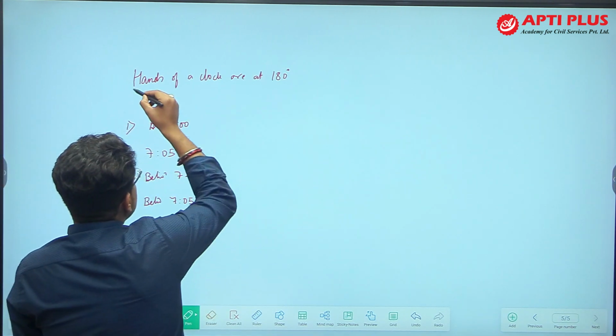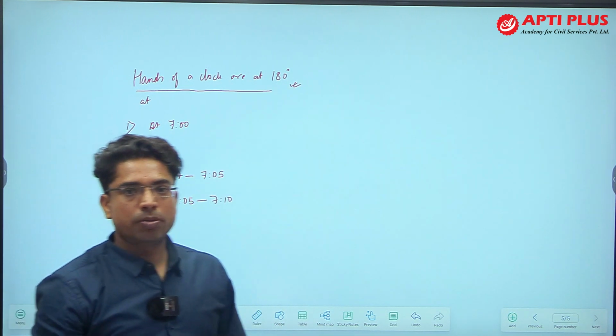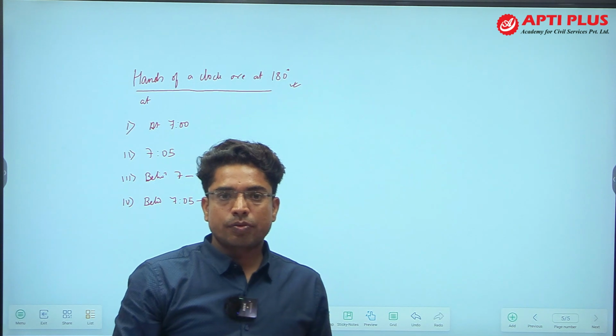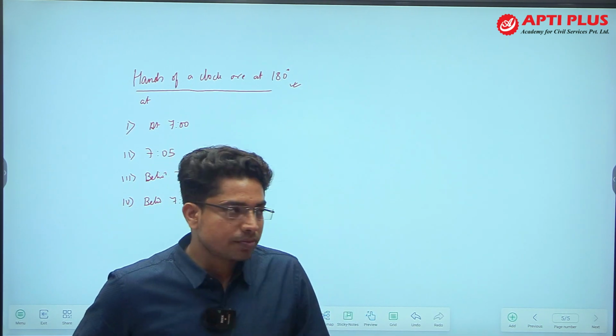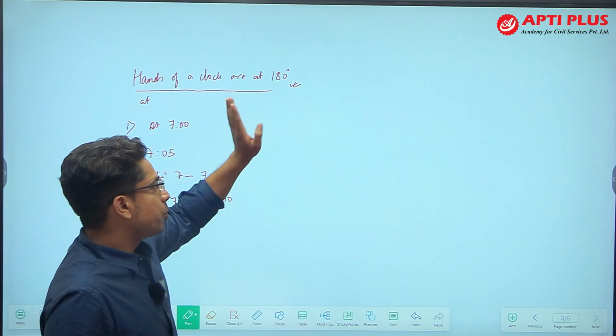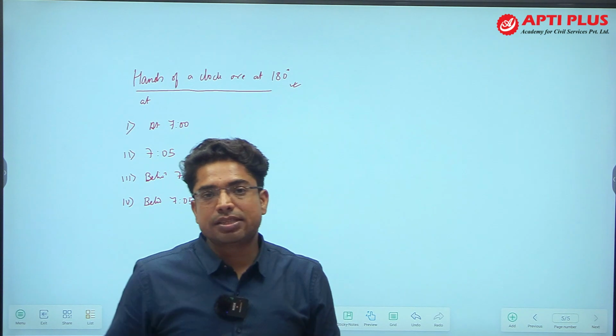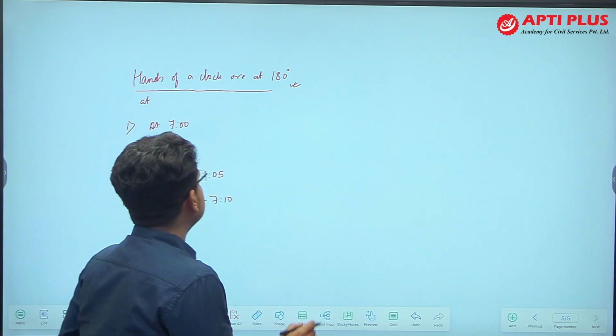So this time the hands of the clock are at 180 degrees. Now if you remember, 0 degree and 180 degree is formed exactly once in a 1 hour interval. So let us proceed with this question.